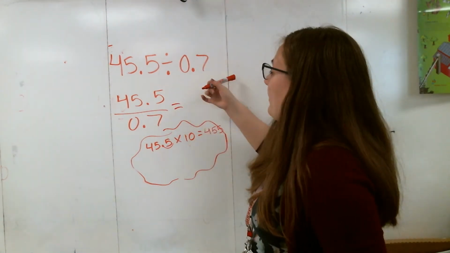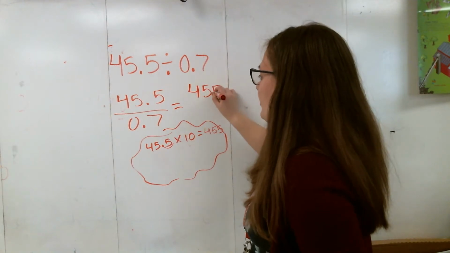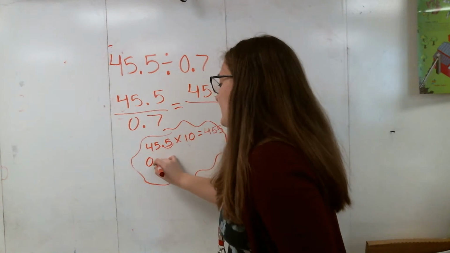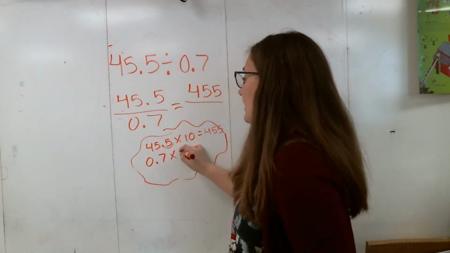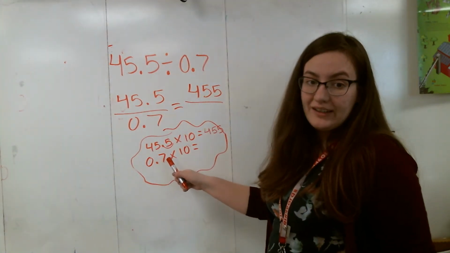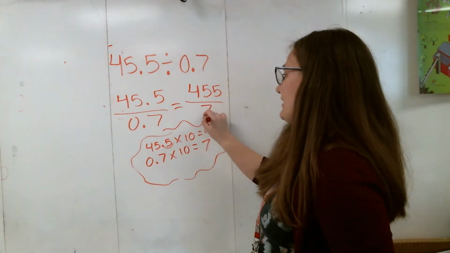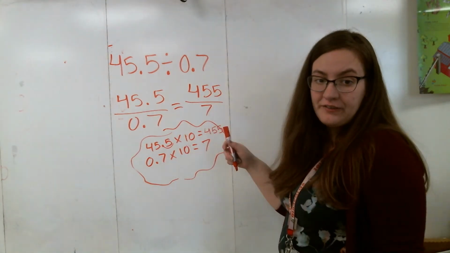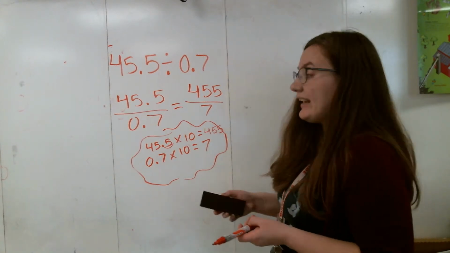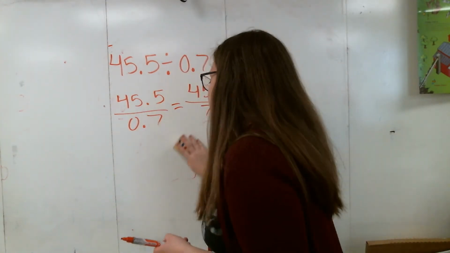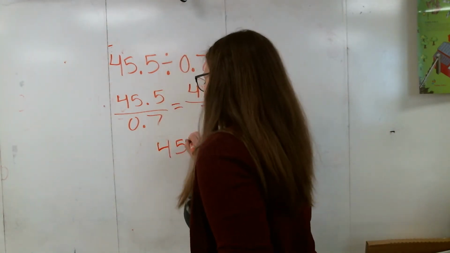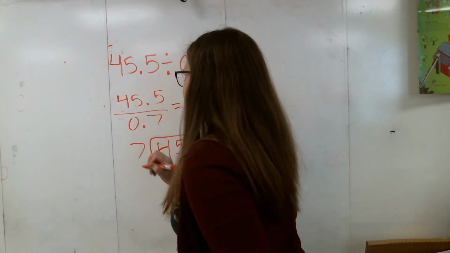And that is going to give me 455. So I know my new numerator is 455. Now I have to figure out my denominator. So I have 7/10 times 10 again, and that means that my decimal is moving over one time, which is just going to give me 7. So now I have 455 over 7, and those are the numbers that I need to help me figure out what the answer is. So from here, what I'm going to do is create the standard algorithm. So I have 455 divided by 7.